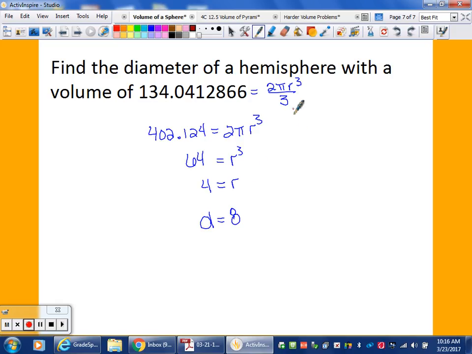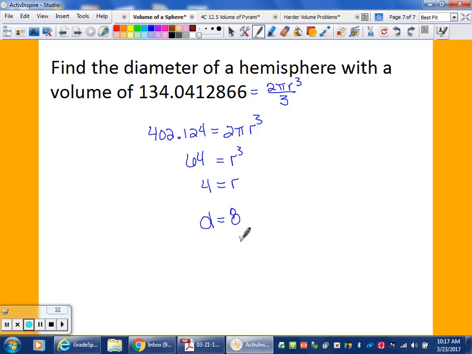Finally, if they told me the diameter of a hemisphere, now I have to change my formula. It's no longer a full sphere, it's a half of a sphere, so it's 2 pi r cubed over 3. It's the same process. I'd multiply the 3 over, then I'd divide by 2 pi, which would get me to 64. Take the cube root of 64, which is 4, and multiply it by 2 to get the diameter of 8.